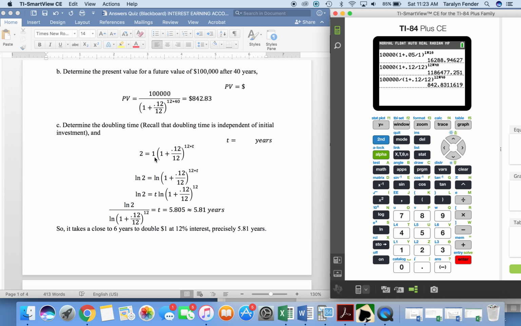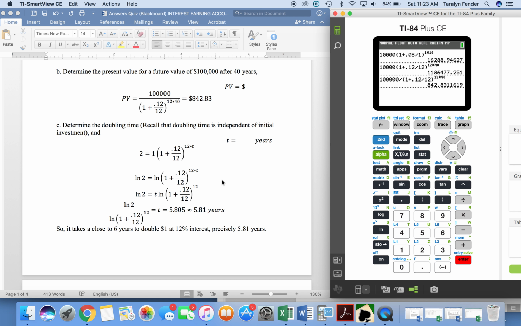The doubling time, recall that the doubling time is independent of the initial investment, so it doesn't really matter what it is. I just used $1, and I want that to double to $2. And then in section 1.6 we talked about natural logs, so because we have an exponent with a variable in it, we can apply the natural log properties to get our time in years. So I'm going to plug this into our equation.